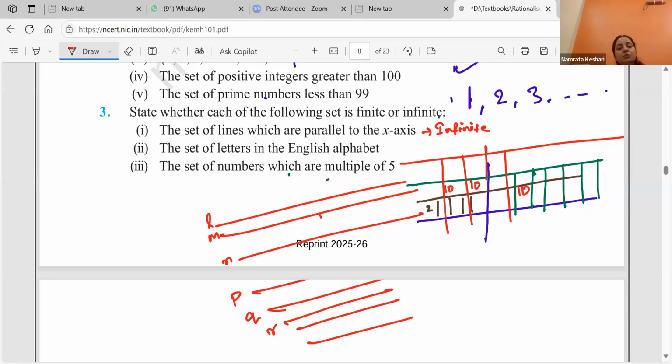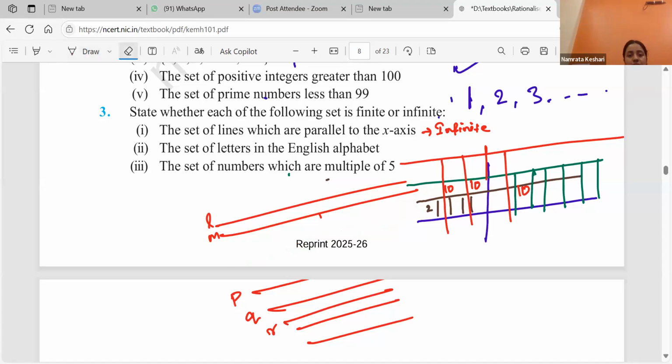Okay, let's do the next one. The set of letters in the English alphabet, that is limited. Letters A, B, C, D, E, F, G, H. Okay, that is finite, right, Manvi? Yes, ma'am. Can you tell me about number three?